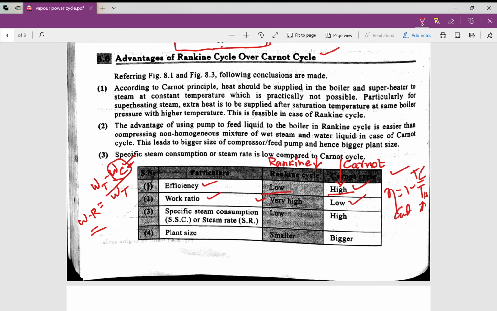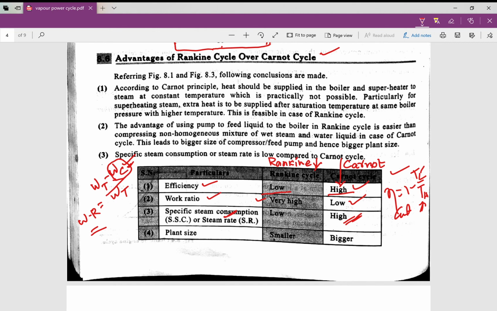Now come to SSC, specific steam consumption or steam rate. This is high in the case of the Carnot cycle. The reason once again is the same. The Carnot cycle is an ideal cycle in which all processes are ideal ones, reversible isentropic compression and reversible isentropic expansion. Due to this reason, the Carnot cycle has a high SSC.